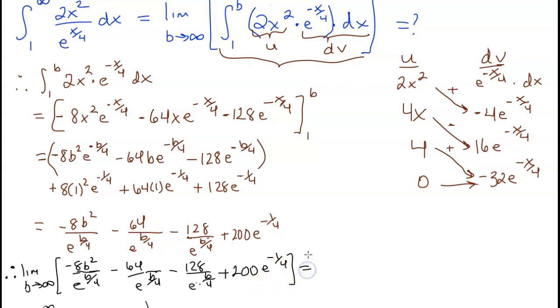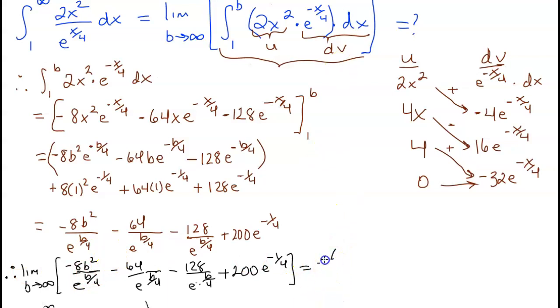All right, so when we evaluate the limit here, of course, if we ignore the negative 8 for this first term, we'll have b squared divided by e raised to the 1/4 b. And we know that exponential functions grow faster than power functions. So we're going to have this situation of a -8, and I'm going to write it out for this one, and then simplify the answer later. So we'll have the limit of b squared over e raised to b over 4.